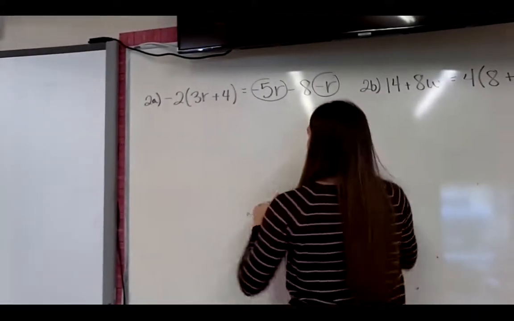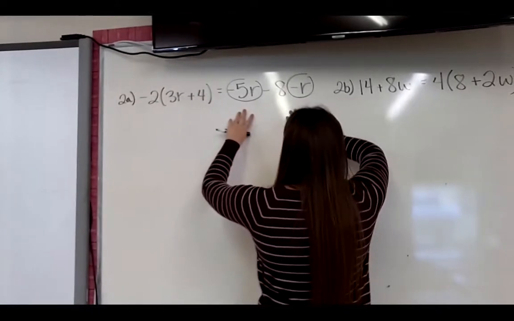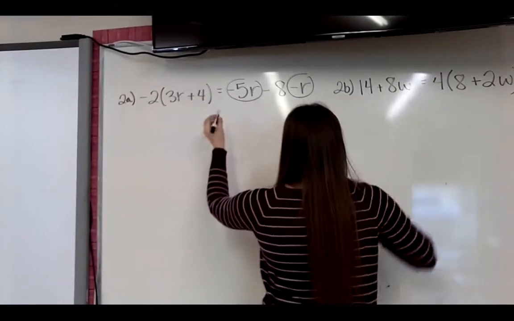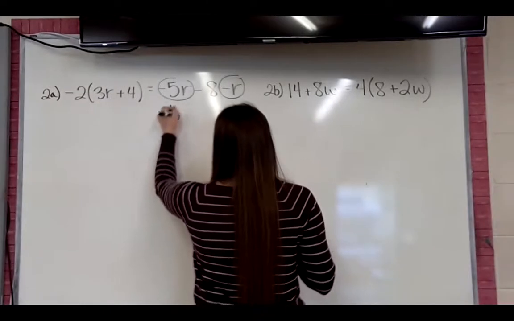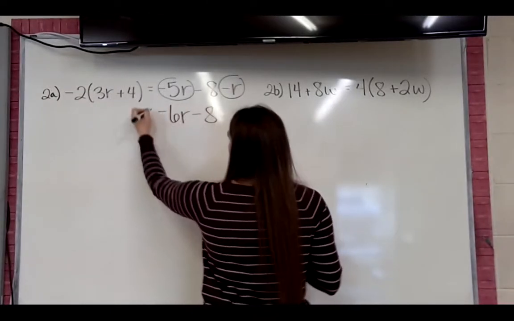Sorry about that. Okay, I forgot to wait. So negative 5R minus 1R, negative 6R minus 8.